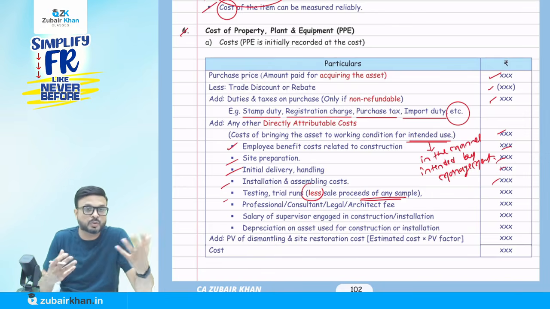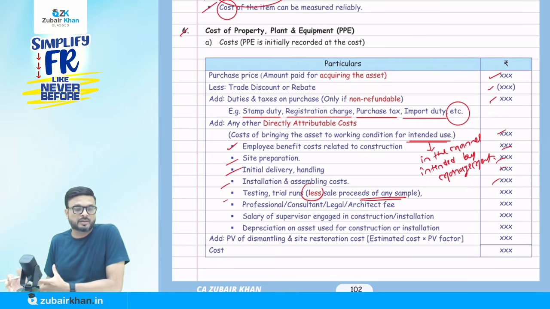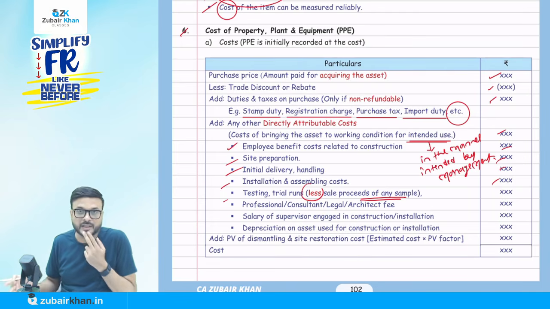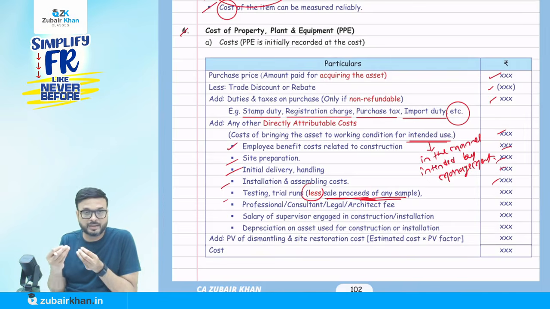So we sold those samples, and we make some amount. Whether that income is going to be credited to the P&L account, they say no. Less the sale proceeds of any sample. Those sale proceeds of the sample are going to be reduced from the cost of the PPE.